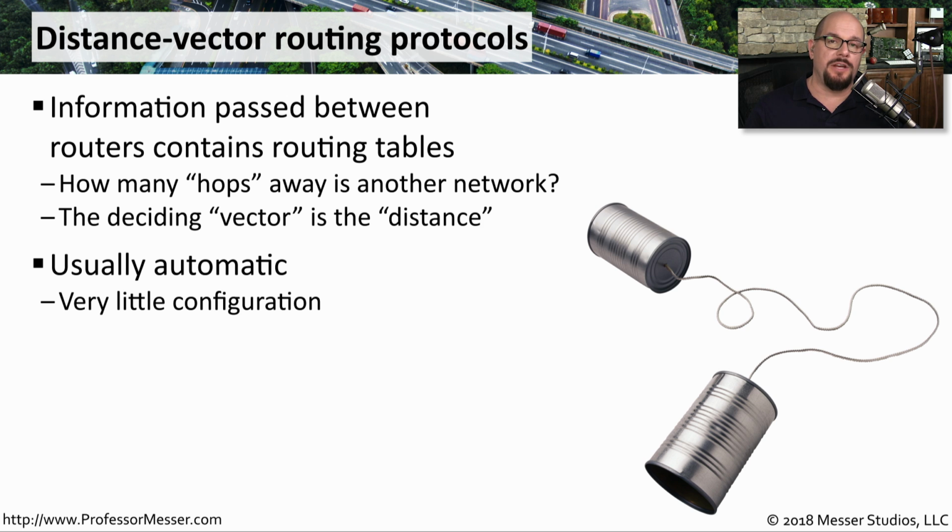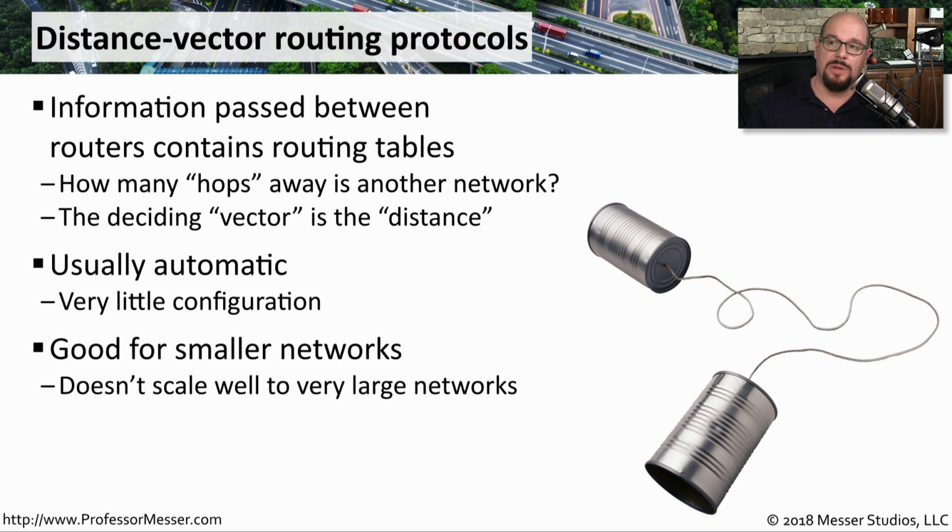Making a routing determination based on that single metric of distance means that this routing protocol is relatively simple to get up and running. Works very well on relatively small networks, although it can be challenging to manage as the network grows much larger. A good example of distance vector routing protocols are RIP version 2, and Cisco's EIGRP.